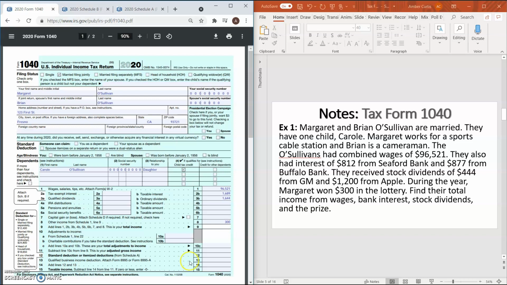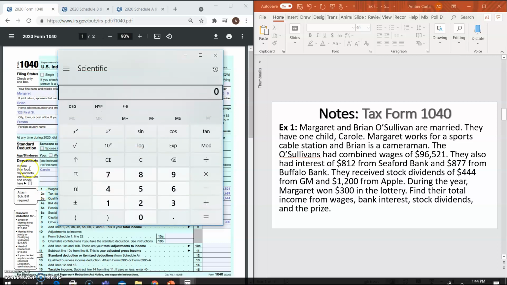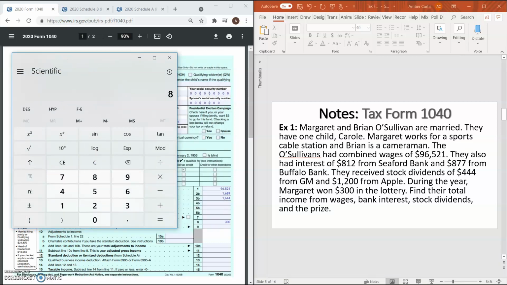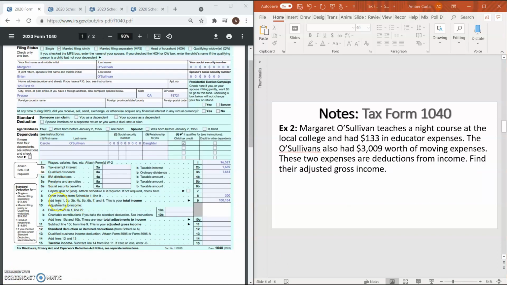So we now have a new total that is $300 higher than what we had before, right? So once again, $96,521 plus our interest at $1,689 plus our dividends at $1,644 plus the prize money. So the O'Sullivans had total income last year of $100,154. And that's example 1. All right, now we're going to move to the section on adjustments to income, line 10.